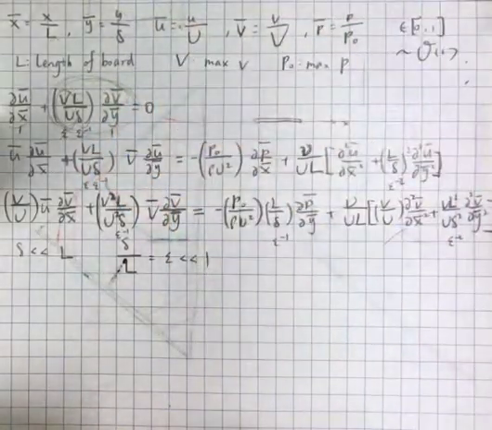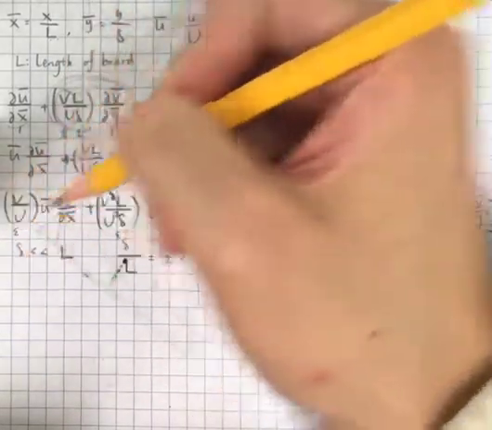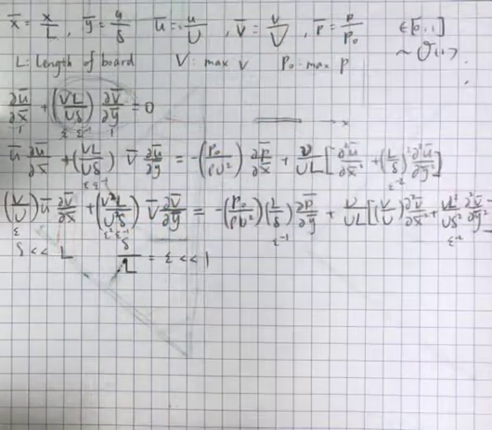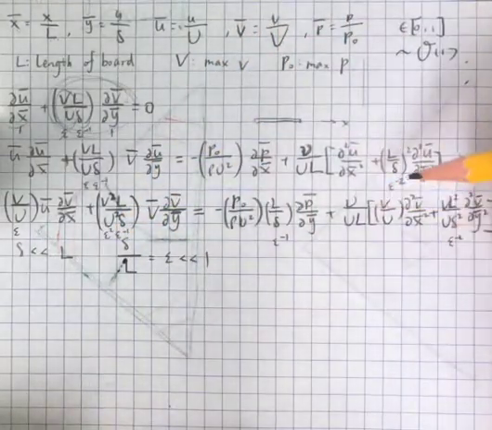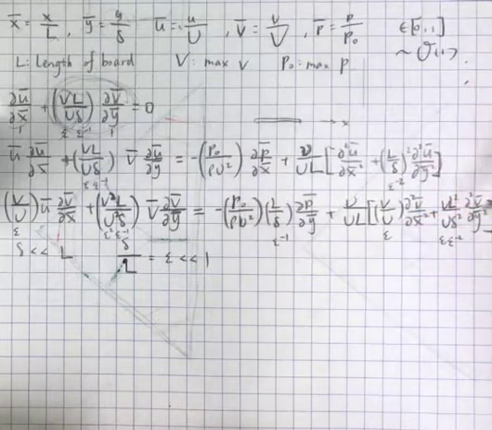Here, v over u, epsilon. V squared over u squared, epsilon squared. V over u is epsilon. Okay.